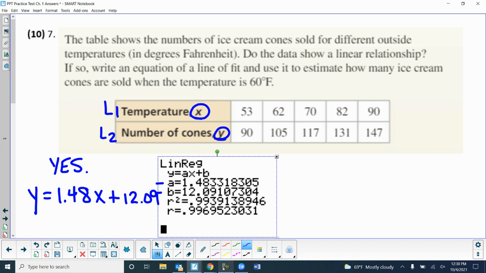And then the other part we have to do is estimate how many ice cream cones are sold when it was 60 degrees. So how do I figure that out? Manny, how do I figure that out? You substitute 60 in for X. Right, just substitute 60 in for X.